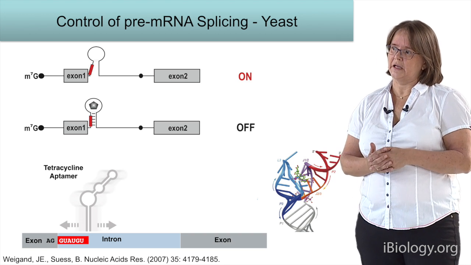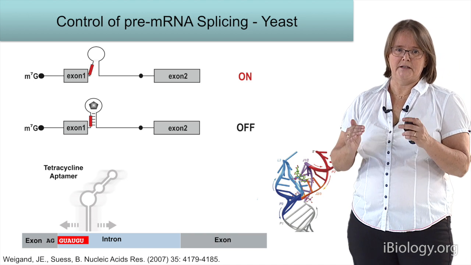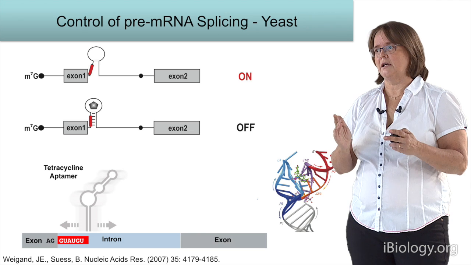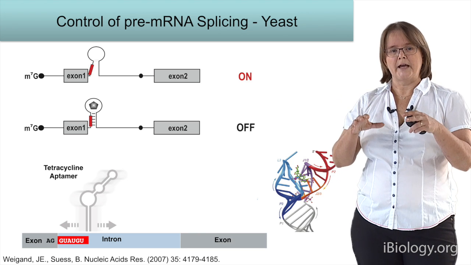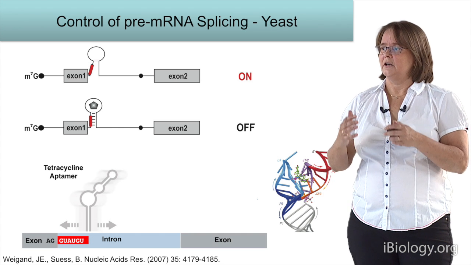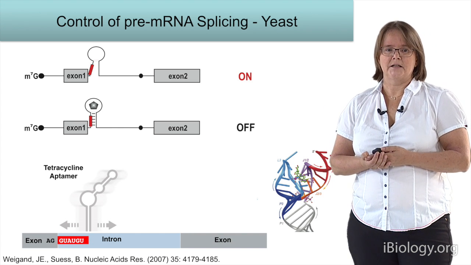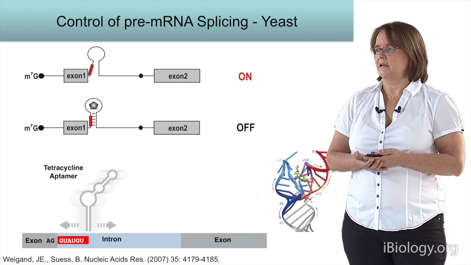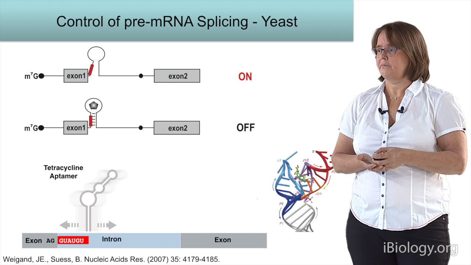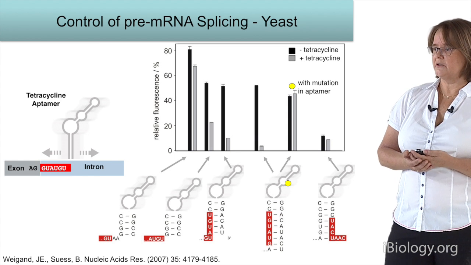as a red box. And the idea is that the 5' splice site is accessible without tetracycline, so the spliceosome can bind. And then if you add tetracycline, you have a tightening of the complex, and the 5' splice site is not accessible anymore. Here you can show some of the constructs.